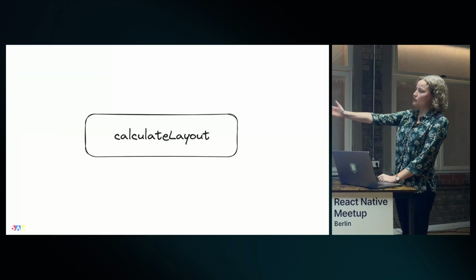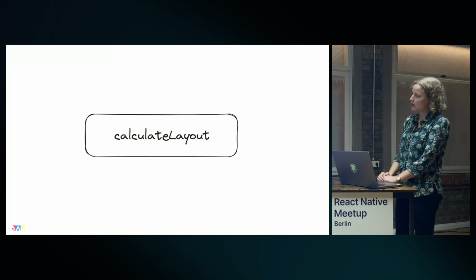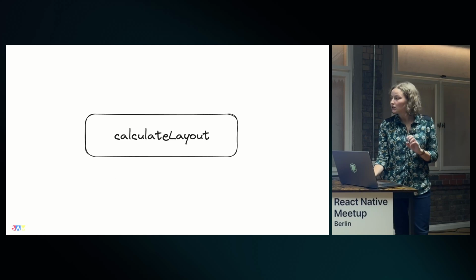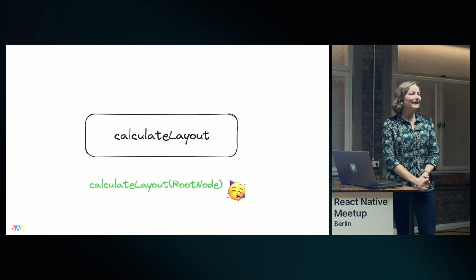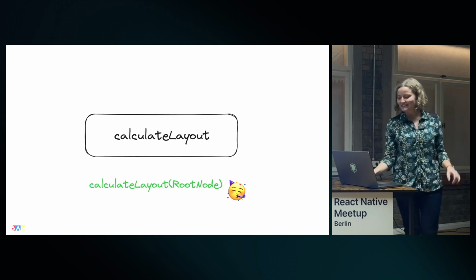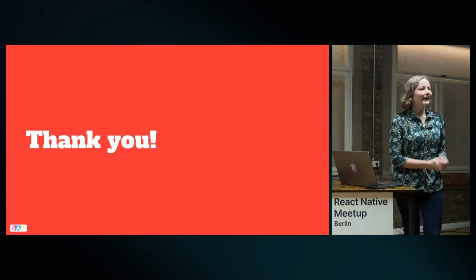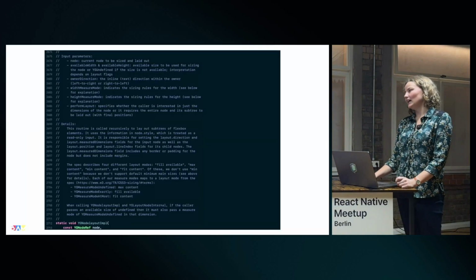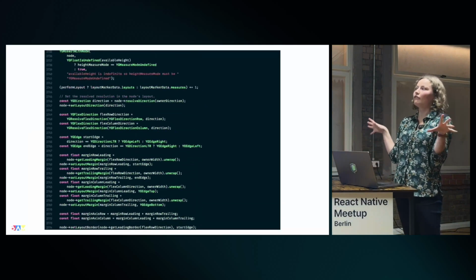Well, there is this function called calculate layout, and you call it on the root node of your tree, and that's it. You're done. You don't have to call anything else. You have all the measurements. Thank you for tonight. No, obviously not, because, well, this is quite the function.